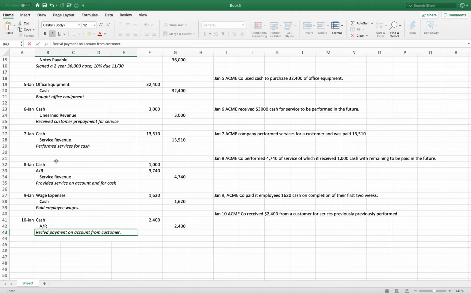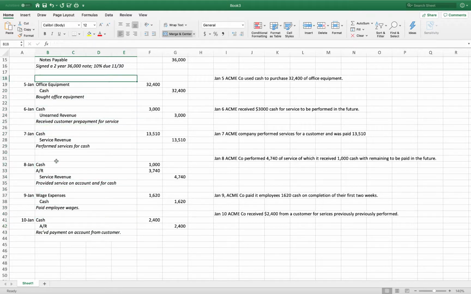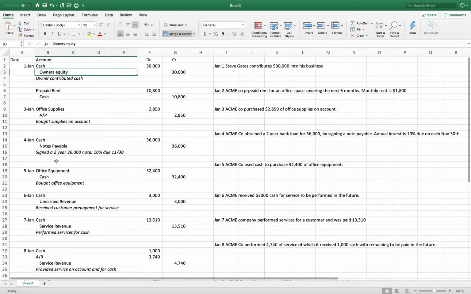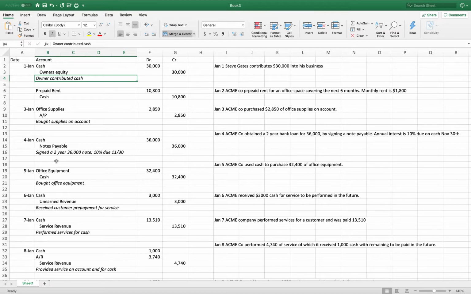Real quick, just as a review, what did we do here? Well, remember, the first one was owner contribution to the company. The second one is that we prepaid for an expense, right? We prepaid our insurance expense. We prepaid our rent expense. We bought something on account. That was the third type of transaction we'll see. Signing a note to get cash. It's the fourth type of transaction you're going to see. Bought equipment. Paid cash for that equipment, right? Always going to see that.